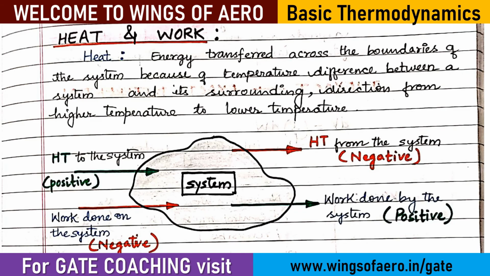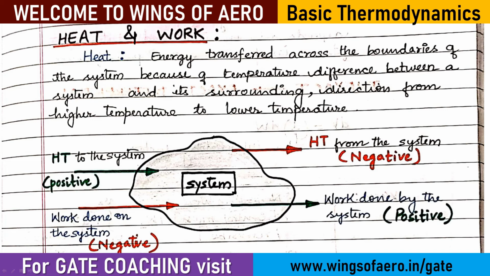Now next, before coming to path function and point function, you should know what heat and work are. Heat is the energy transferred across the boundaries of a system caused by a temperature difference between a system and its surroundings. The direction is from high temperature to low temperature. I have already discussed this. A body will always tend to move from high temperature to low temperature.